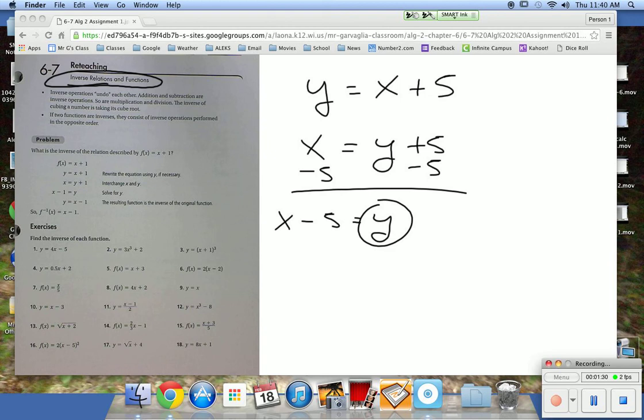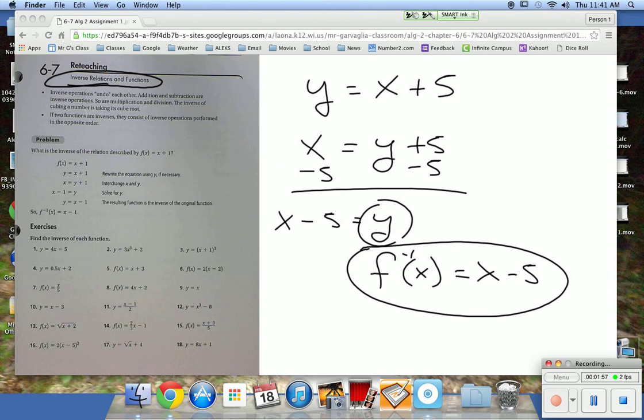You actually have to call this f prime of x. I'm sorry, f negative 1, not prime, because a prime would be a derivative. F negative 1 of x. All right? So f negative 1 of x equals x minus 5. This here is an inverse function of that there.